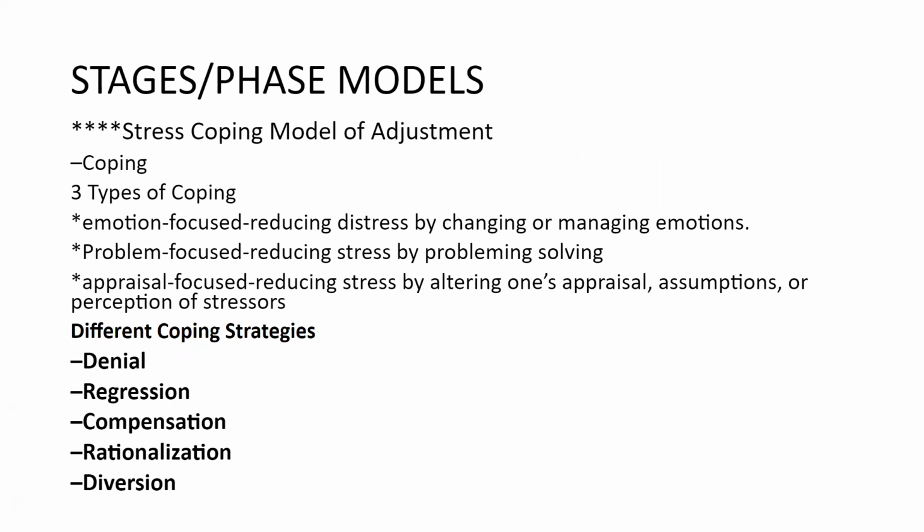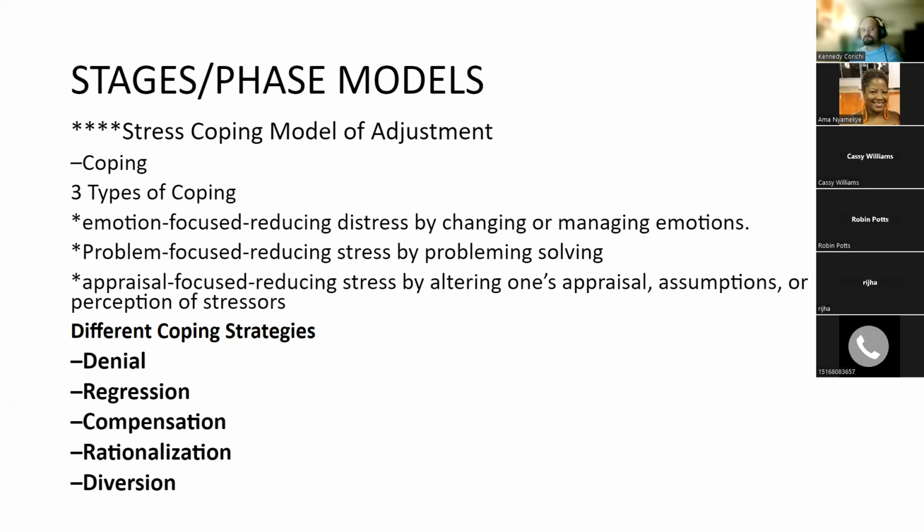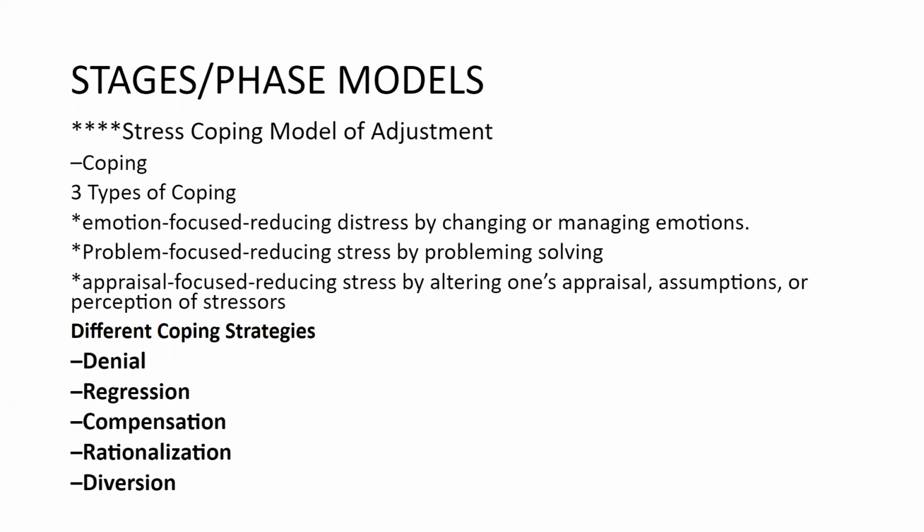Okay, the stress coping model. Under here, they had the different models, so the phases and stage models. So they had the stress coping model here. It talks about the three different kinds of stress, and I wanted to write that. The emotional focus, reducing stress by changing or managing the emotions. The problem focus, reducing stress by problem solving. And the appraisal focus, reducing stress by altering one's assumption or perception.